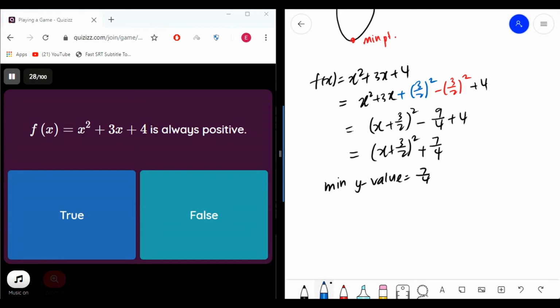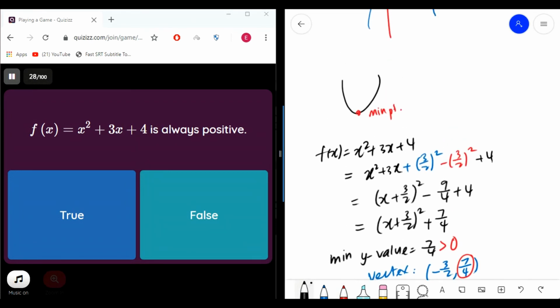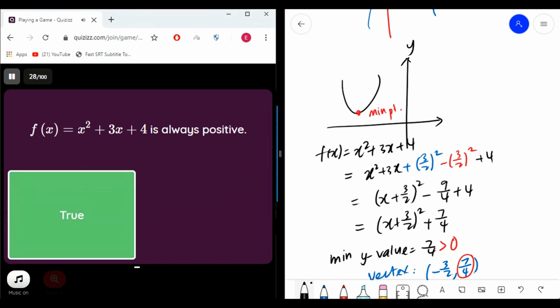Or I should write out the vertex. The vertex is (negative 3 over 2, 7 over 4). As you can see, this 7 over 4 is greater than 0. It means your x-axis should be somewhere here. Then you have a look at the value of y. Okay, this is y. It will always be positive, right? Therefore, the statement is true.